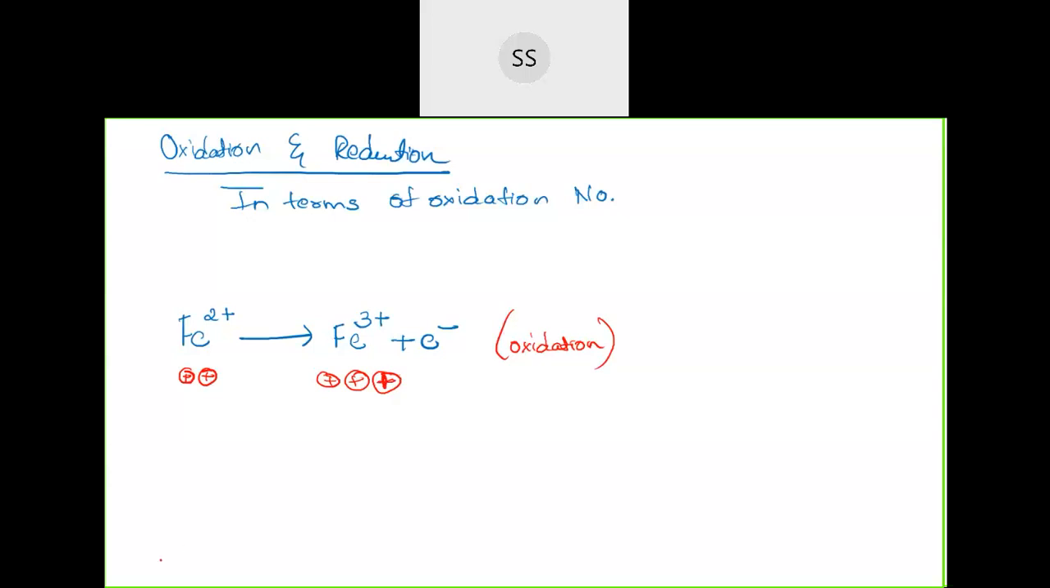Now one more. If I have to write reduction for the same reaction, reduction will be Fe3+ taking one electron. When you write for reduction, we write that electron towards the left hand side. So they will receive this electron and it will fill that deficient place. If I have three positive charges, one electron will go and nullify this, so I will be left with two positive charges. So I will have Fe2+. This reaction is reduction, because they have received an electron.